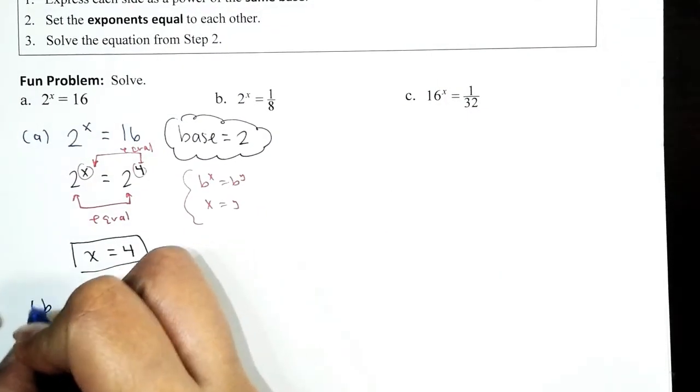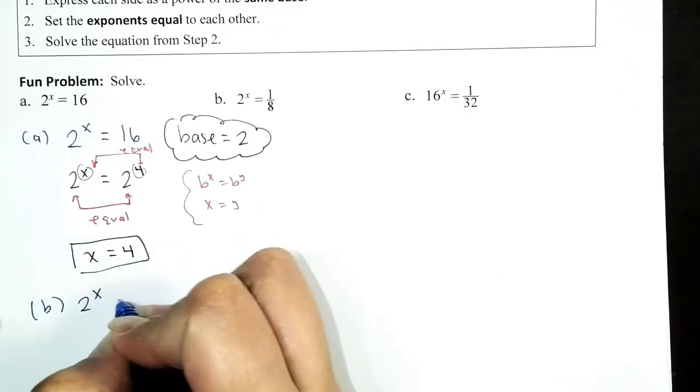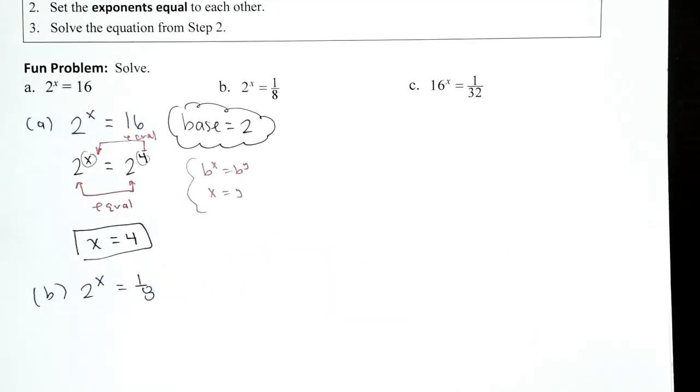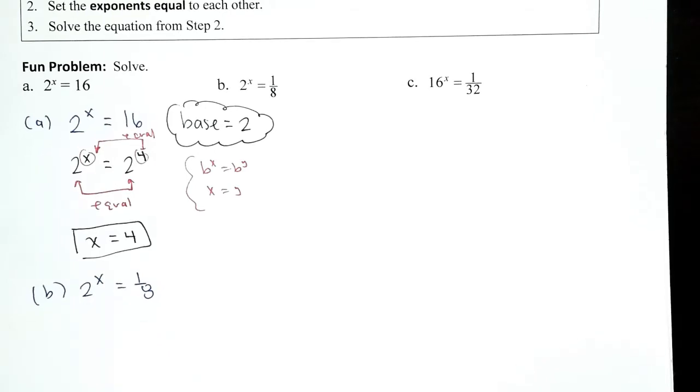Problem B, we have 2 to the x power is equal to 1/8. Let's ask ourselves, what kind of equation is this? Where is the variable located? Once again, the variable is located in the exponent area, so it's an exponential equation. How are we going to solve it? Ideally, we want to fix it so the bases are the same, so the base on the left equals the base on the right.